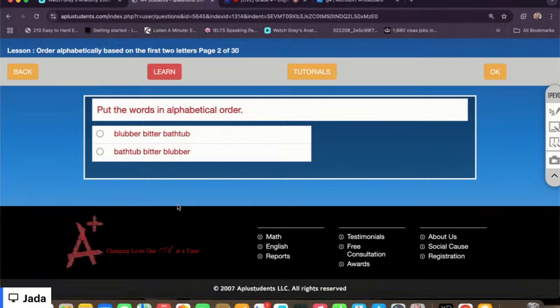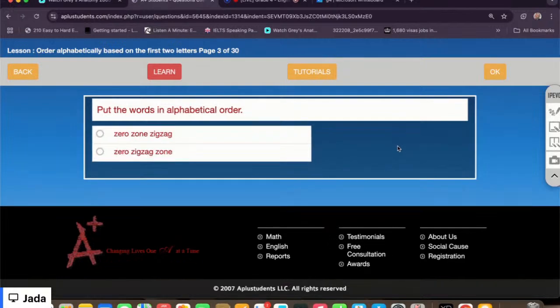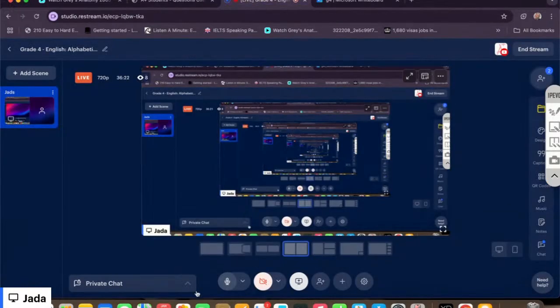So this one we have option 2. So from bathtub, beater, and bubble. Okay. So this one we have zoo, zone, and zigzag. So which one comes first? You have to choose your answer and tell me which comes first. Is it the first or the second? So make a choice. Tell me your answer, guys.